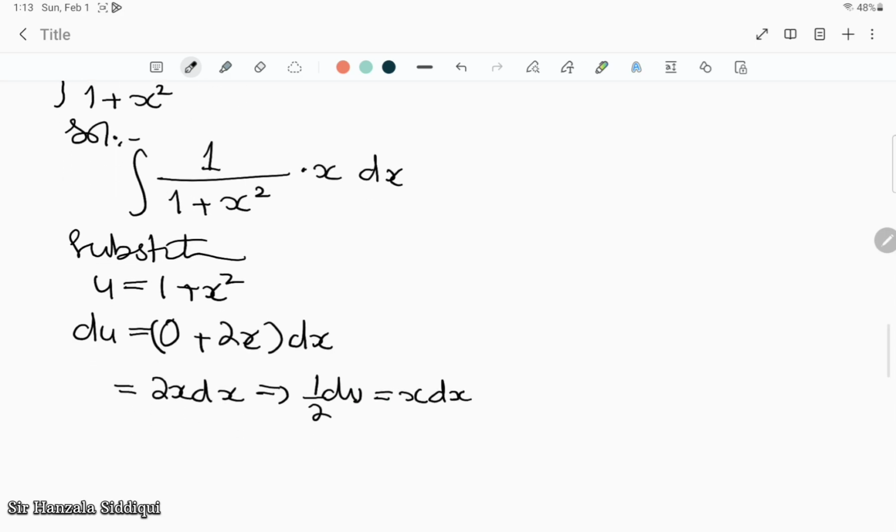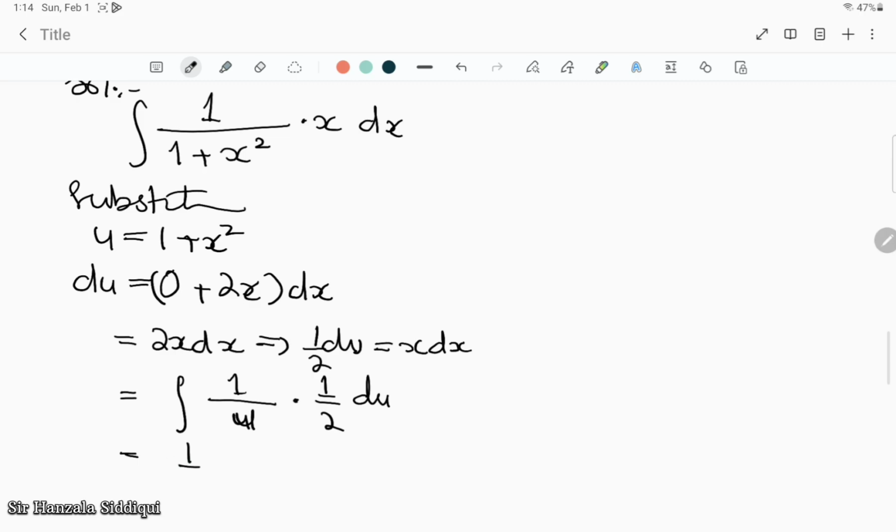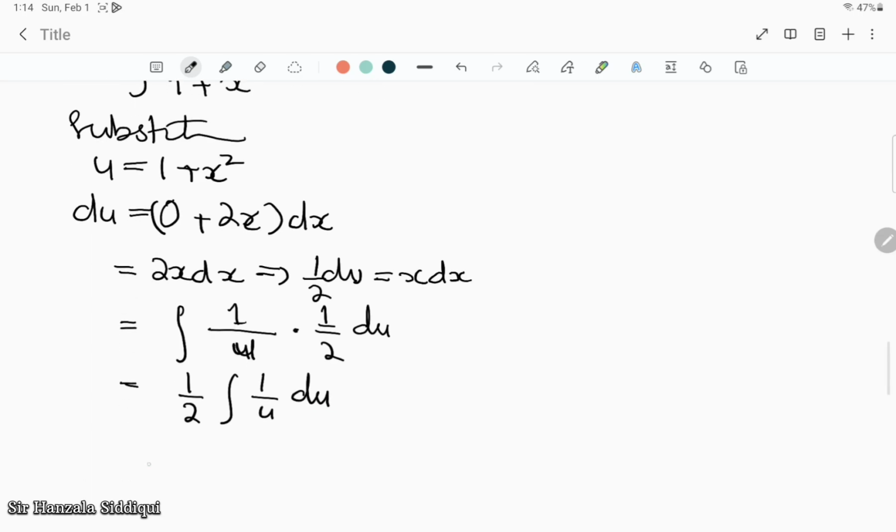Now when we substitute, first we write the integral, then we write the numerator, that is 1 plus x squared, which equals u, and this x dx we write as 1 over 2 du. Now in the next step, this is u, not a 4, it looks like a 4. So we write 1 over 2, and then we have 1 over u du.